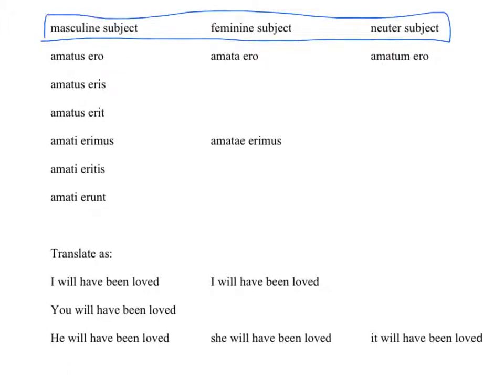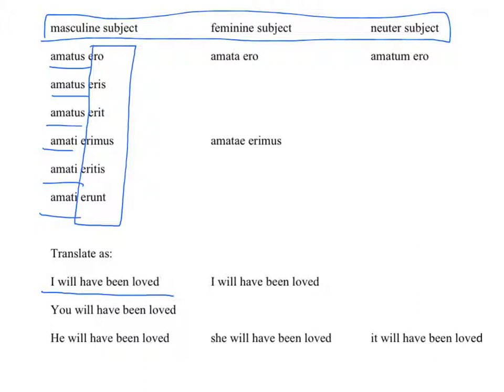Here's a detailed example of what it looks like in the masculine, feminine, and neuter forms. The masculine form amatus, amatus, amatus, followed by amati, amati, amati. Ero, eris, erit, erimus, eritis, erunt. It translates as I will have been loved. I will have been loved, I will have been loved.